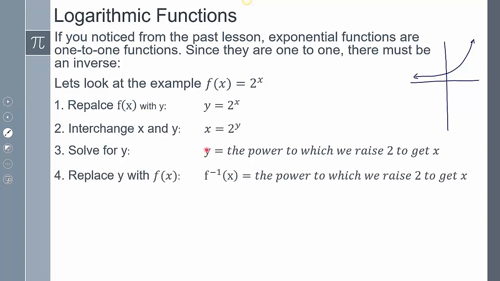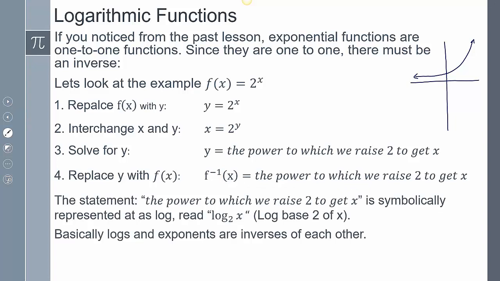And so replacing that y with function notation, I could say that my inverse is the power to which I'm raising 2 to get x. It's a little tedious to say the power to which I raise 2 to get x, so we use log to represent that symbolically. Log base 2 of x is saying the power to which I raise 2 to get x. Because of this, logs and exponents are inverses of each other.